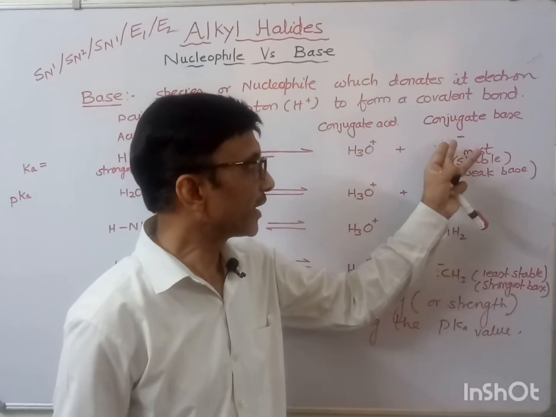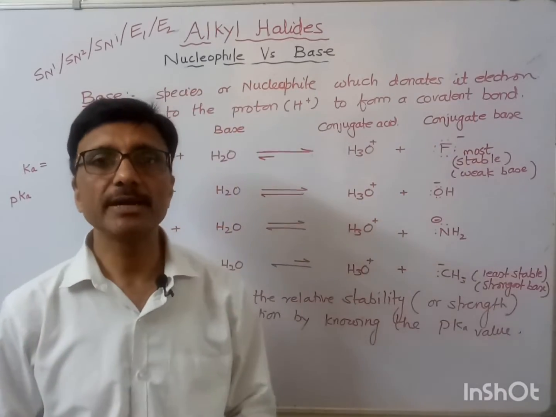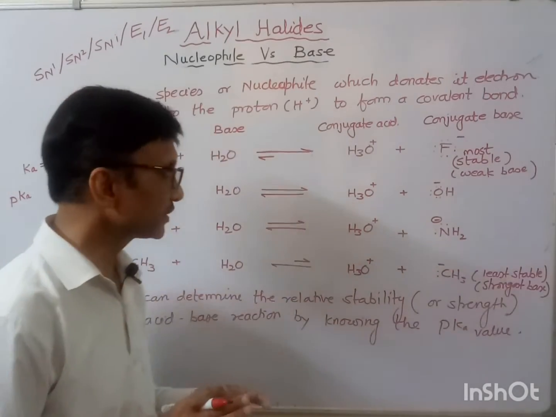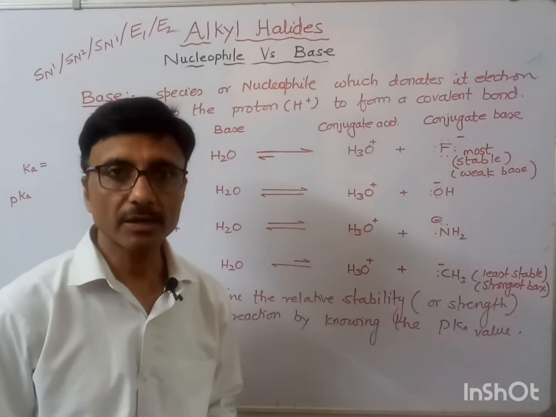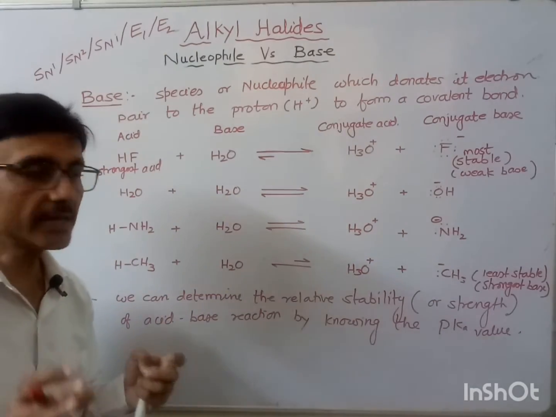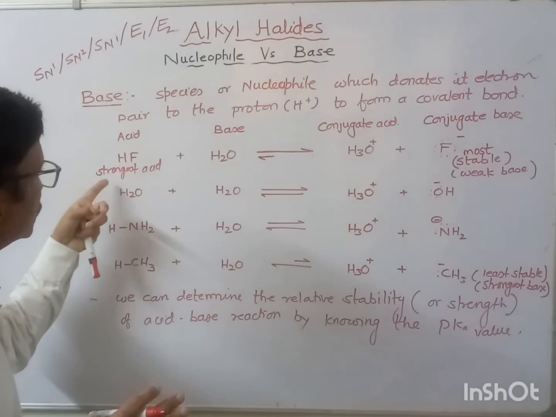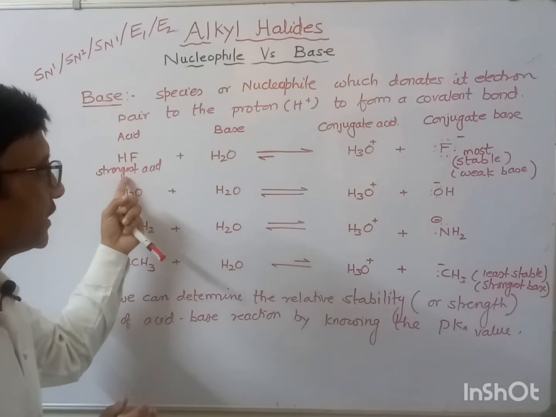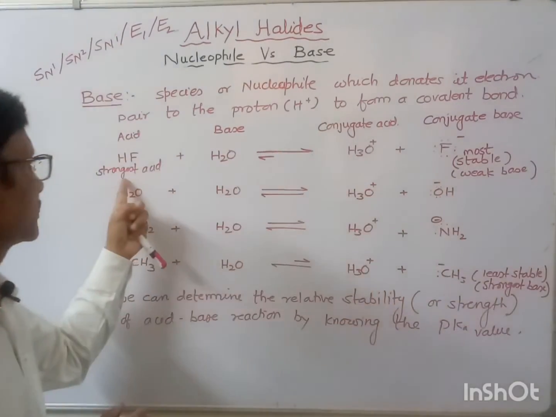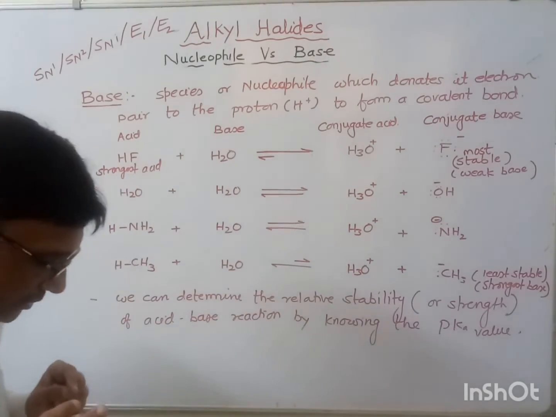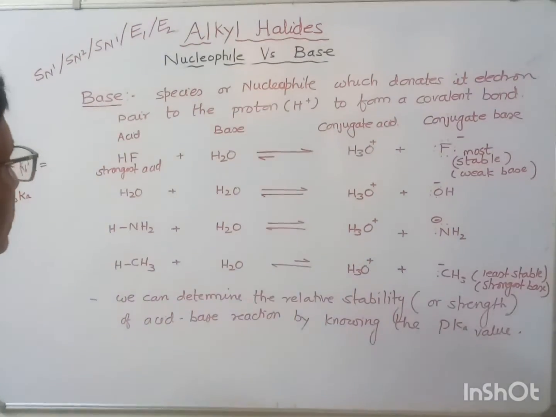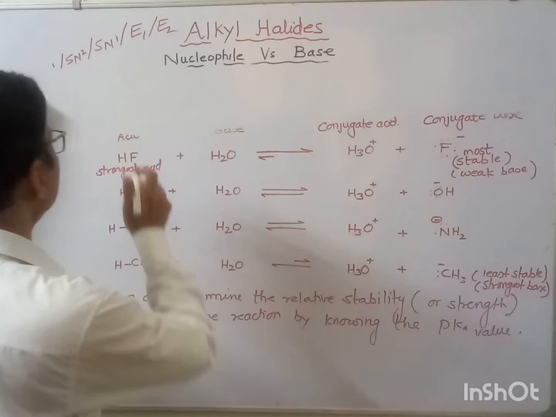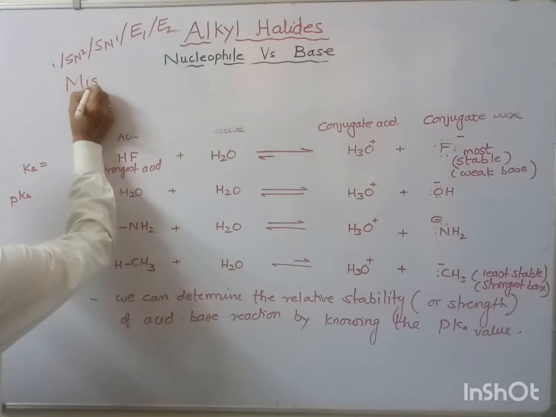So we have to see what are the factors which affect the stability of this conjugate base. One thing students are usually confused about: students think that the strongest acids are weak bases. What we can see here is that the strongest acid, HF, gives you a weak base. But this is a misconception. The misconception is that the strongest acids are weak bases. This is a very big misconception.